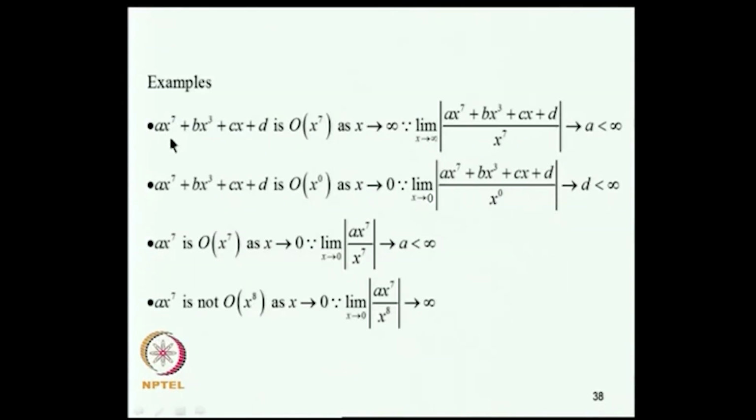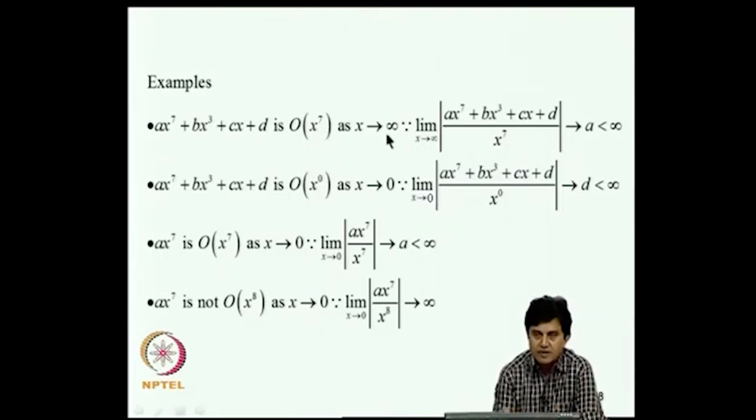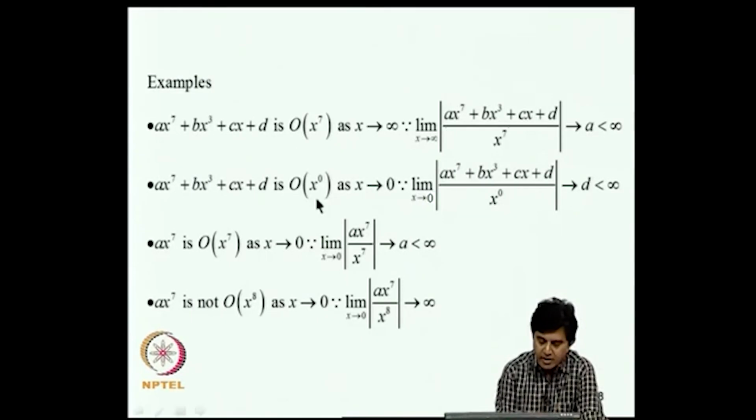Now, a few examples. For example, we have ax to the power of 7 plus bx cube plus cx plus d. The question is, is it order x to the power of 7 as x goes to infinity? How do I verify? I will form this ratio and you can see that the first term will be a and all the rest will be 1 by x to the power of 4 etc. As x tends to infinity, this goes to a, it is finite, therefore, this is true. Now, is this order x to the power of 0 as x goes to 0? Again we see that as x goes to 0, all these terms will drop off, there is a d here which is finite, therefore, this is also true. So, ax to the power of 7 is order x to the power of 7 by this logic again, whereas ax to the power of 7 is not order x to the power of 8, because this will be 1 by x and as x goes to 0 this becomes unbounded.